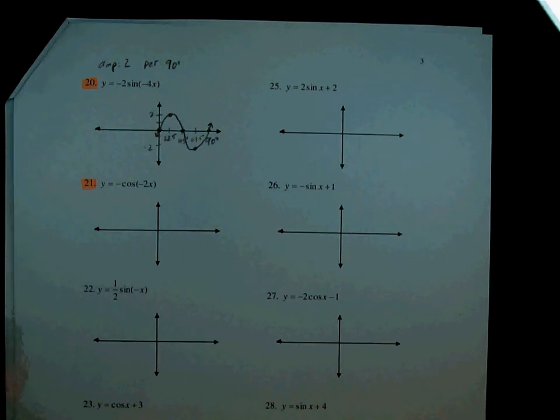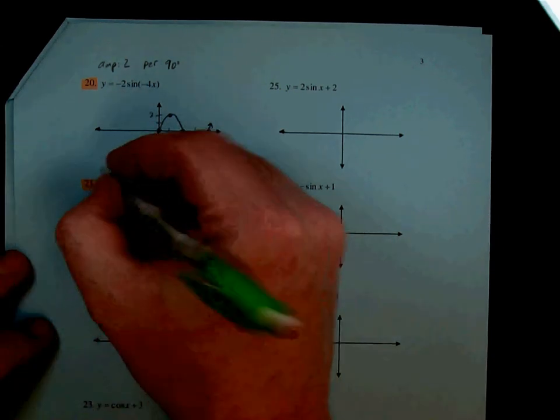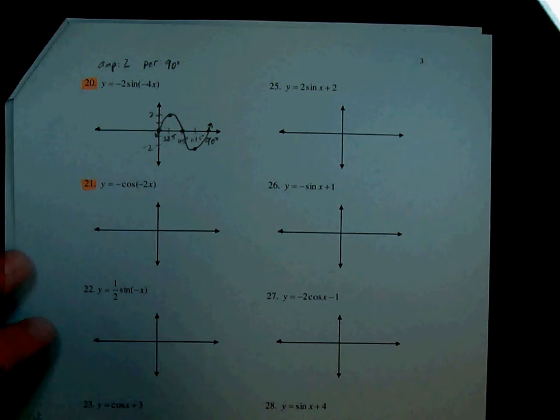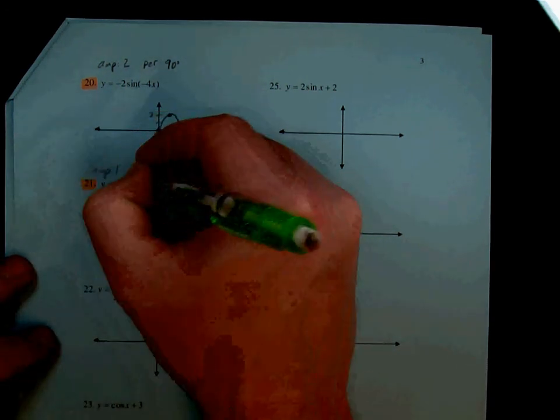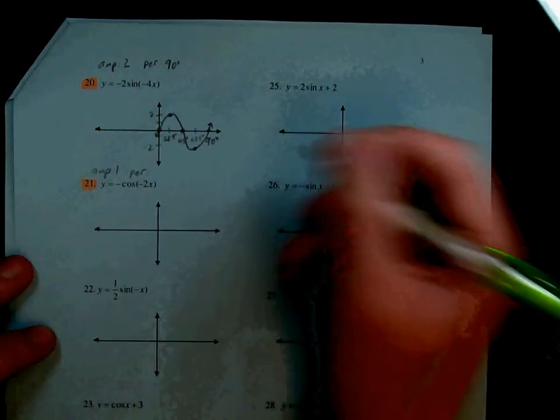Number 21. The amplitude here is 1. Period 360 over 2 is 180.